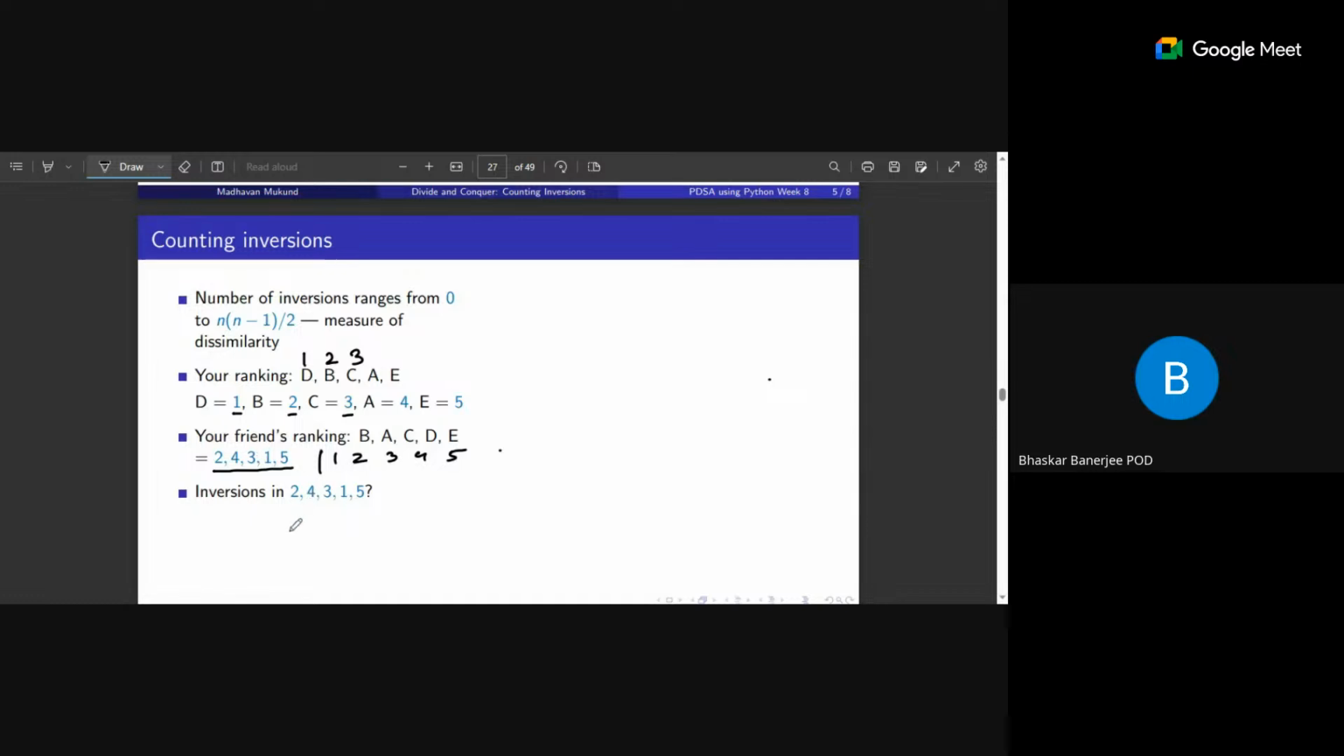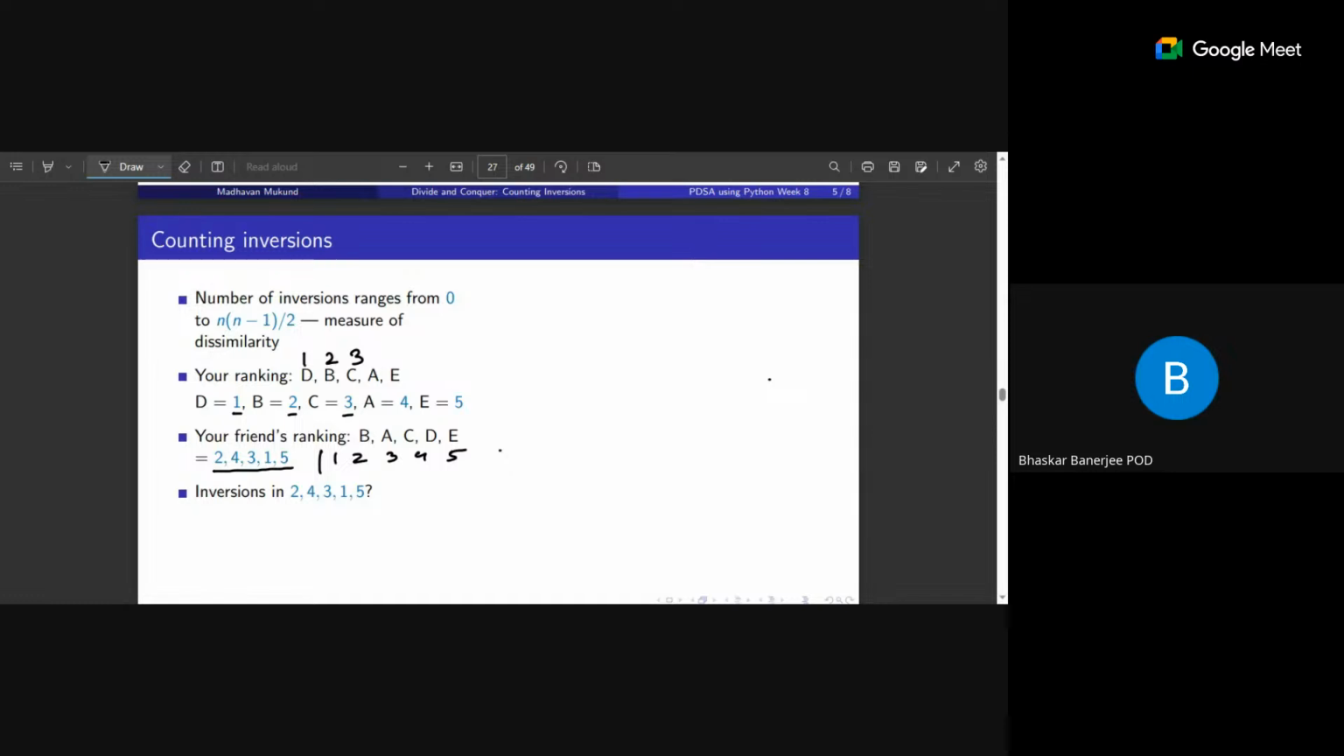Fine. So as you can see, why did we do that? Because 1, 2, 3, 4, 5 is a sorted sequence. By using it in this manner, I get the numeral values, 2, 4, 3, 1, 5 or whatever. What we will do is use the merge algorithm that we learned in our merge sort class, and we will use that to count the number of inversions.